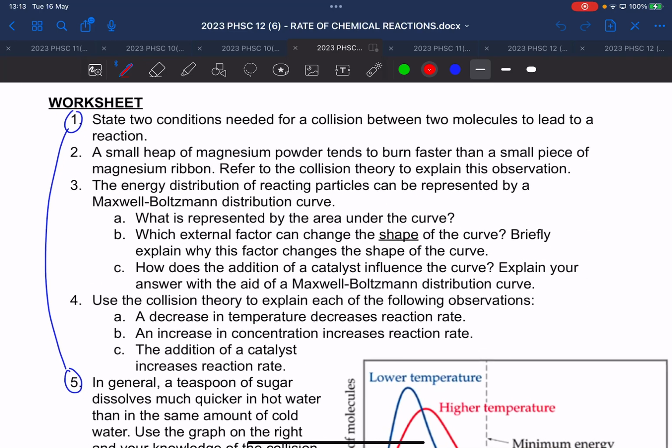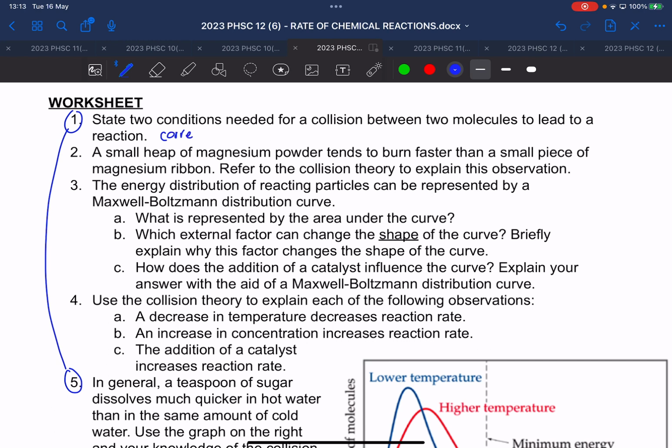Question 1 to 5, it says there, state 2 conditions needed for collision between 2 molecules to lead to a reaction. Mosi, what did you say? They must have sufficient kinetic energy. Sufficient kinetic energy. Sufficient means greater or equal to activation energy. The particles must have correct orientation.